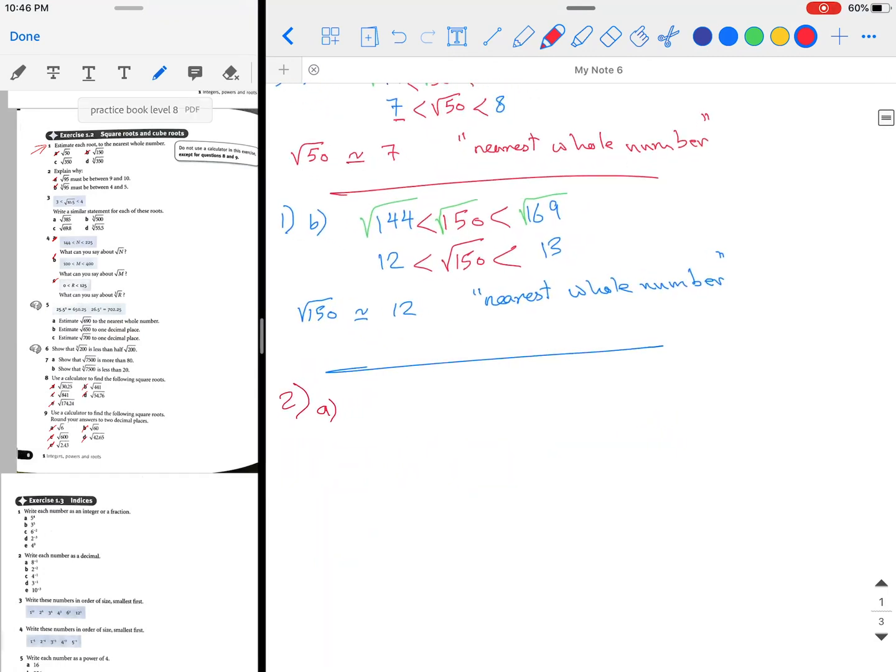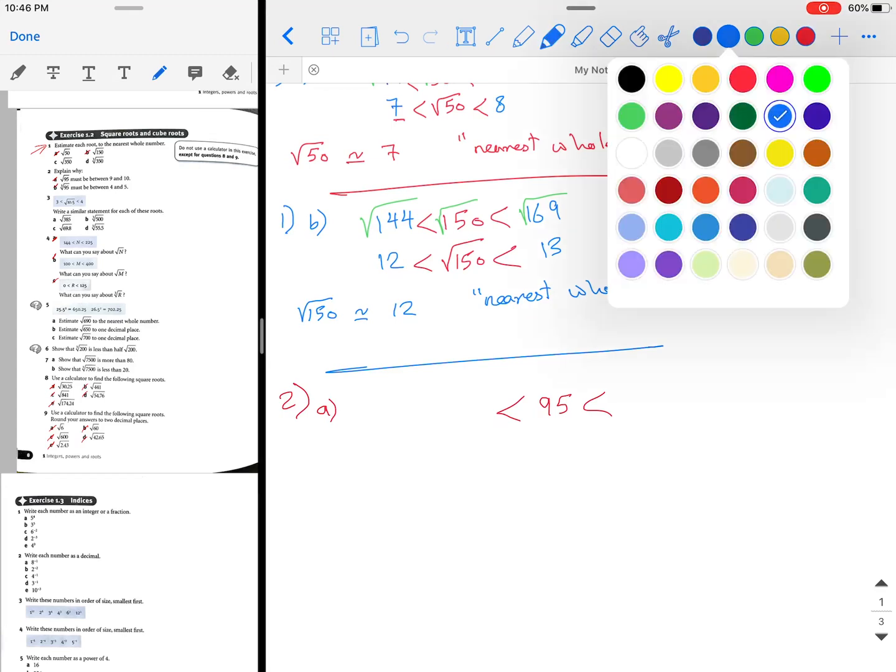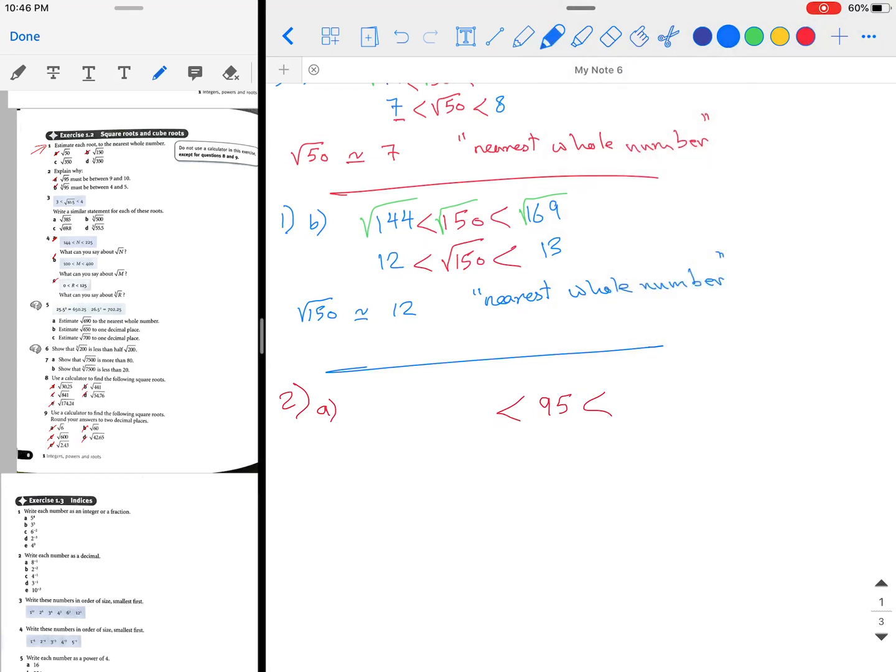So at the beginning, work with 95. I need to find it between two square numbers. Why square numbers, not cube numbers? Because this is a square root. For example, in letter B we will use a cube number. So here I need a number before 95 that is a square number. I can find 81. Okay, and what about after? It's 100. So 95 is between 81 and 100.